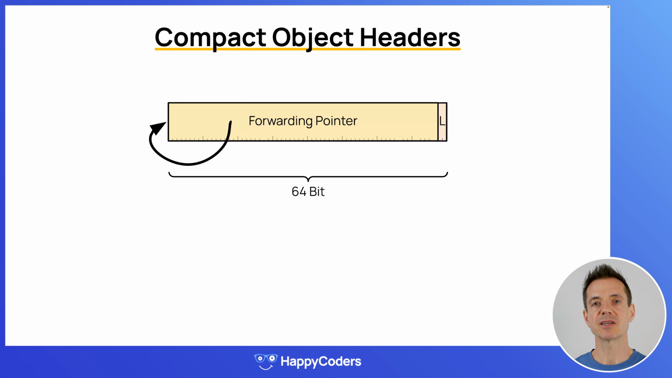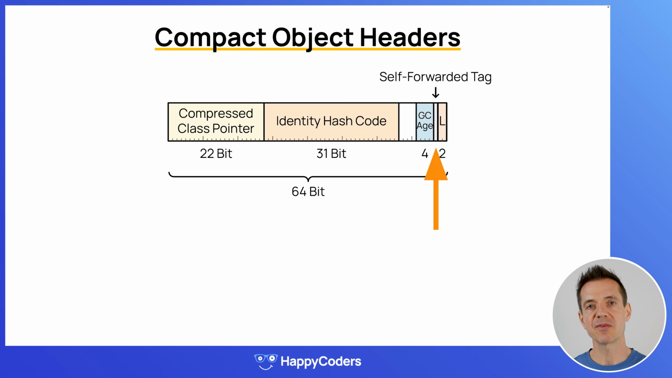I already hinted at the solution earlier. One of the 5 free bits is used for the new self-forwarded tag. If the garbage collector cannot move the object, it simply sets this bit instead of overwriting the entire header. And the 4 bits that are still left, they are reserved for Project Valhalla, that is for value objects, but that's a topic for another session.